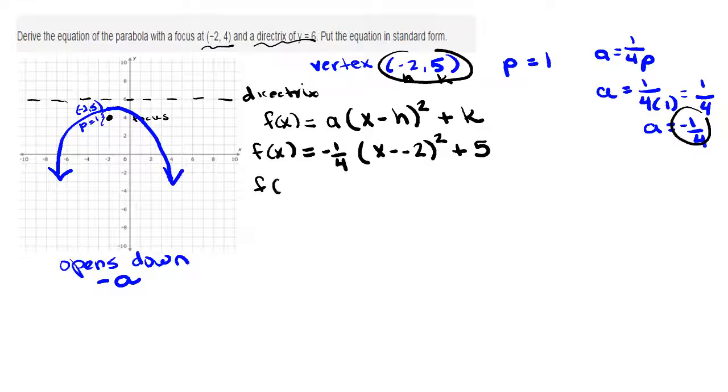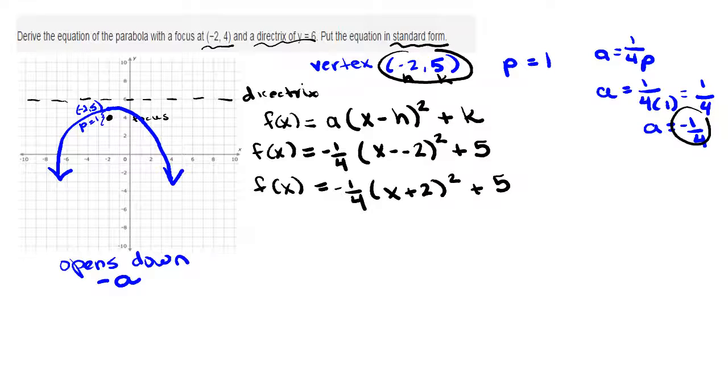We can simplify that one step further. -1/4 (x minus -2) is really (x plus 2) squared plus 5. And that is the equation of the parabola in vertex form. It is a complete equation. However, they asked for standard form. So if they had asked for vertex form, we would be finished and done. But they didn't. They asked for standard form, so I'm going to go ahead and continue this process.